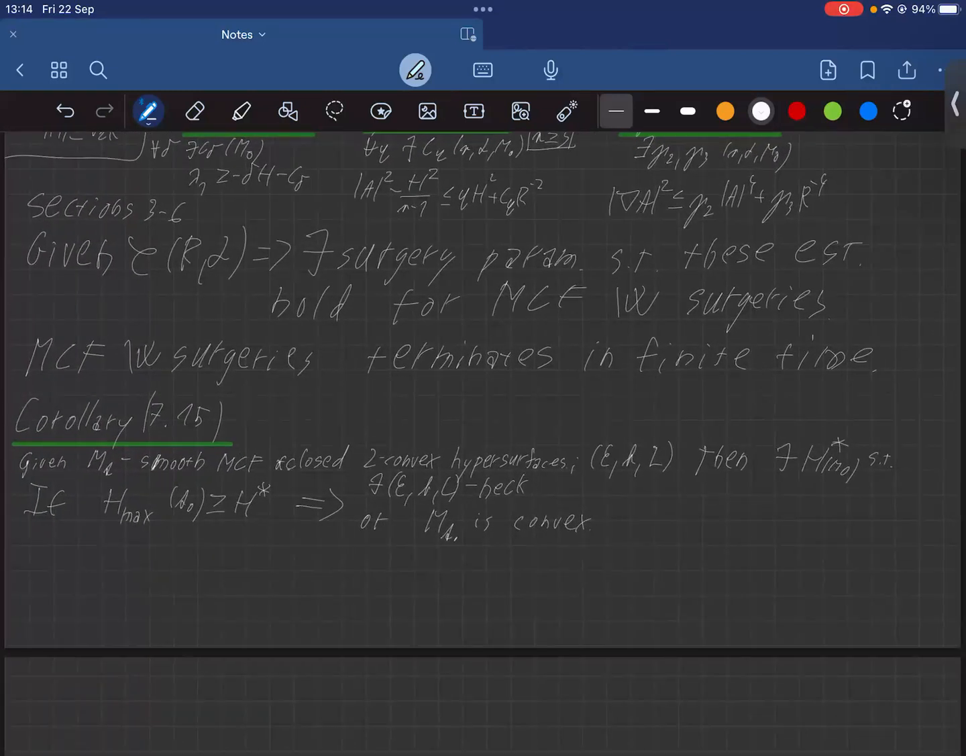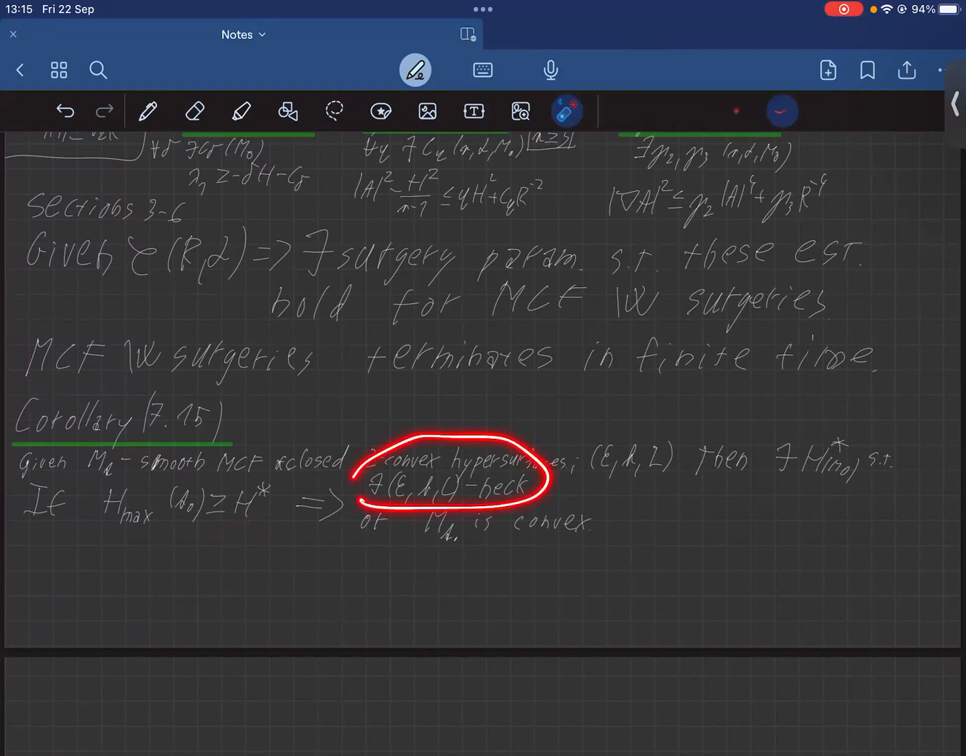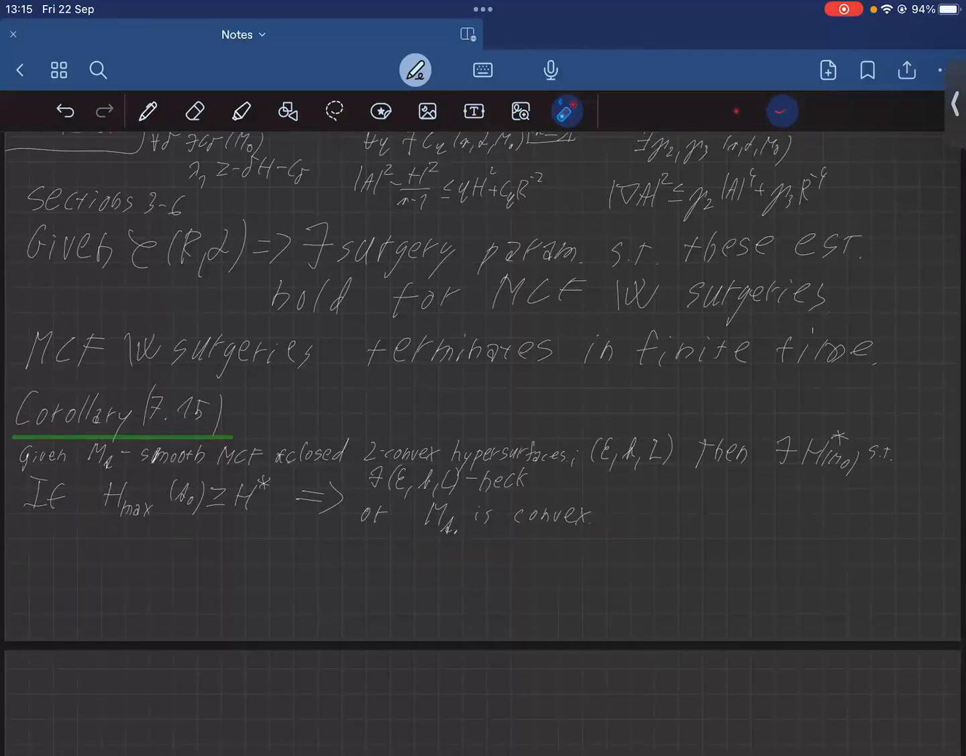All right. This is a very useful corollary. It basically means that if we let our hypersurface evolve along the mean curvature flow, then if the mean curvature hits a certain threshold, this H star, then there is a neck upon which we can do our surgeries, or the hypersurface is convex. And I think it was Adam probably last semester who showed that if the hypersurface is convex, then it evolves into a round sphere and there are no problems anymore. So really what is of interest for us is that there exists this neck on which we can perform surgeries.